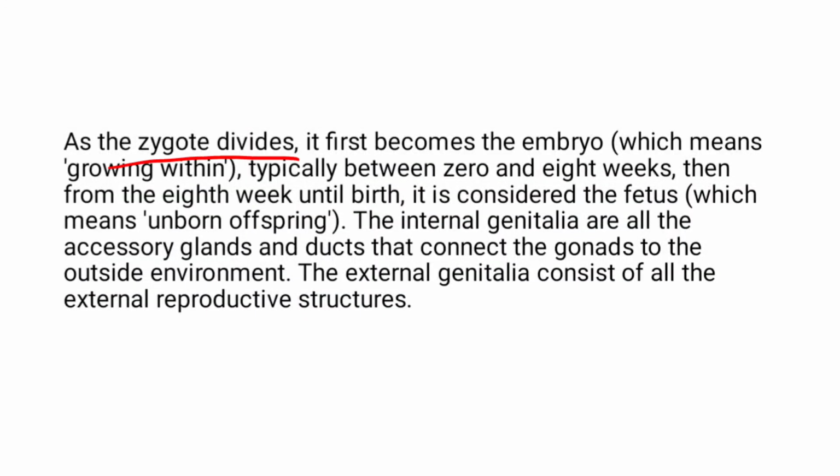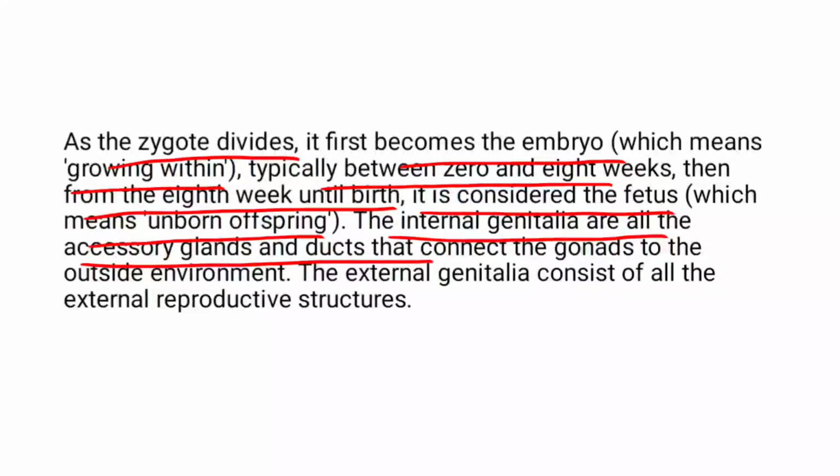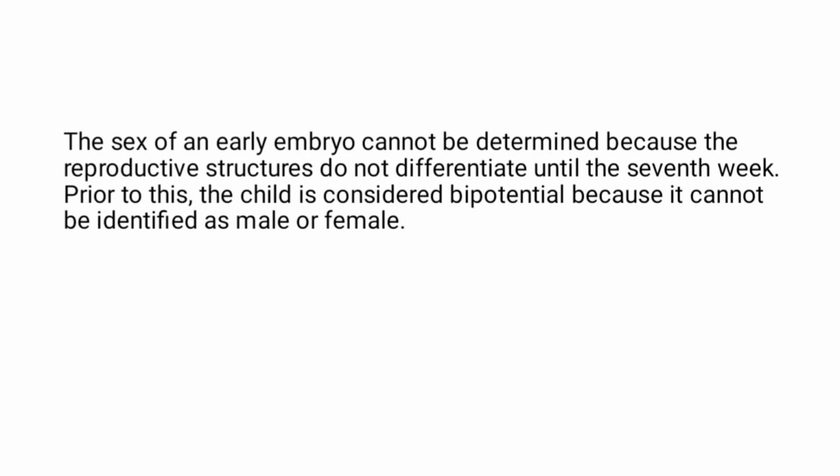As the zygote divides, it first becomes the embryo, which means growing within, typically between 0 and 8 weeks. Then, from the 8th week until birth, it is considered the fetus, which means unborn offspring. The internal genitalia are all the accessory glands and ducts that connect the gonads to the outside environment. The external genitalia consist of all the external reproductive structures.